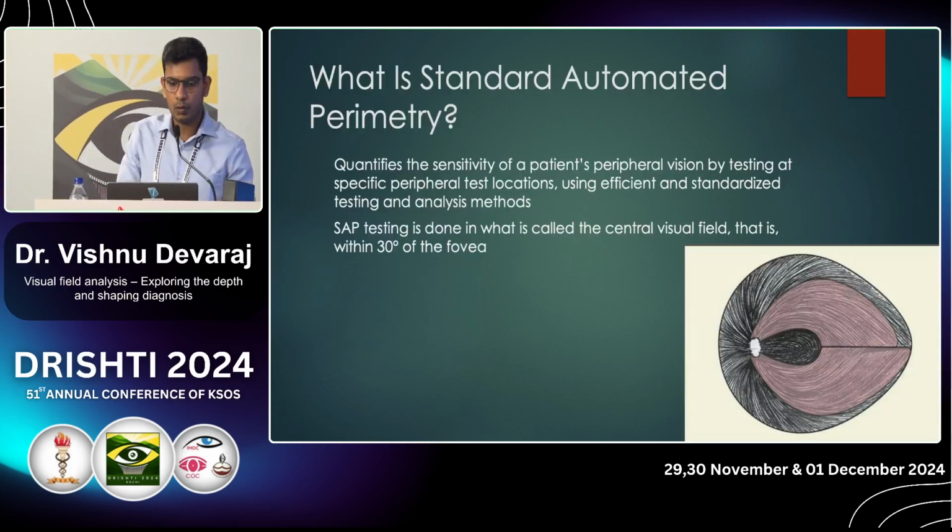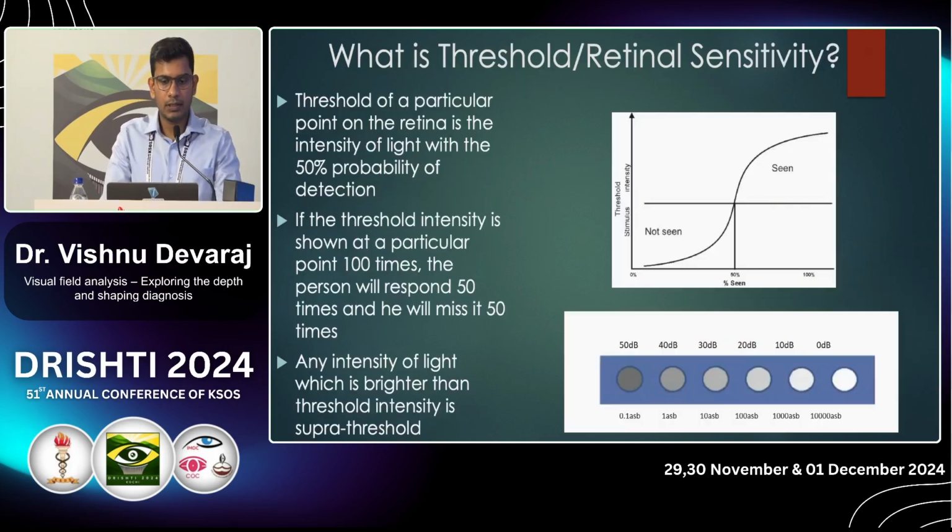So we all know standard automated perimetry is what we use to see the central 30 degrees of the field. Basically, we are seeing how much sensitivity is measured in all the points of the retina. There is a threshold, which is actually 50% of the 100 stimuli given. The patient is supposed to see 50% of the stimuli and miss the other 50%. And 0 decibel means maximal stimulus intensity is used, and 50 decibel means minimal stimulus intensity is used.